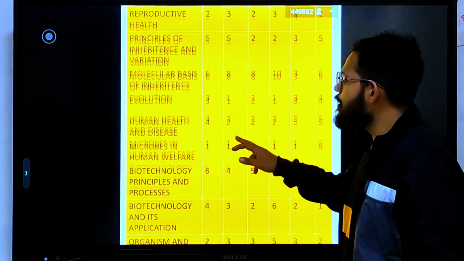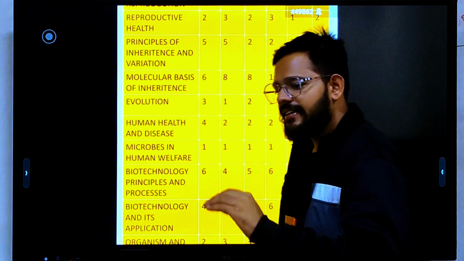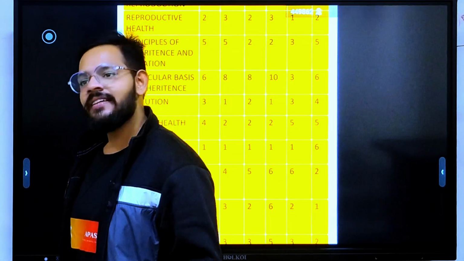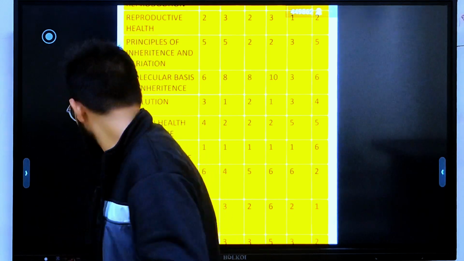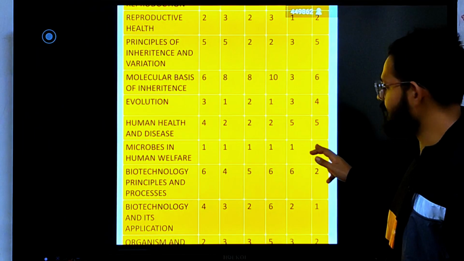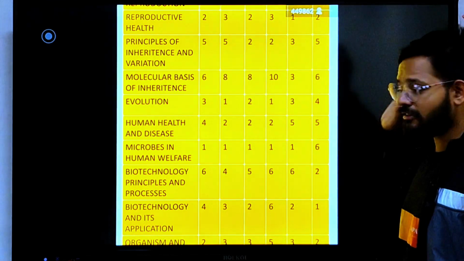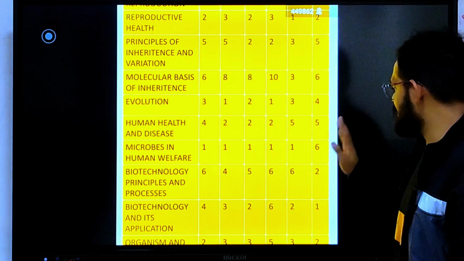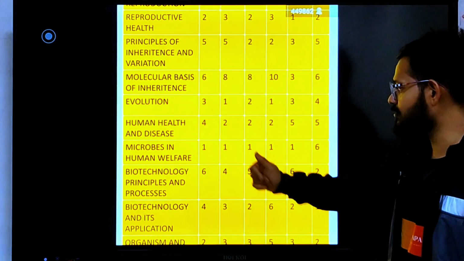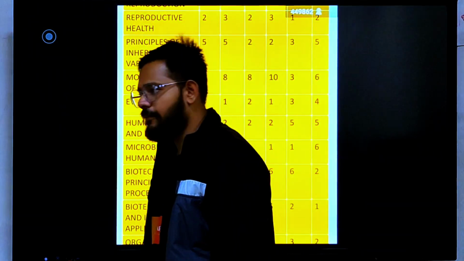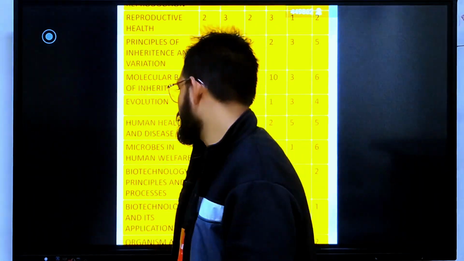Okay, next we have microbes in human welfare. There is no comparison of this chapter, only 1 question is coming, that is sufficient. Every year 1, you can see 1 1 1 1 1. In 2019, 6 questions came from this chapter. That is a very humongous number of questions coming from this chapter. So 1 1 1 1, these are the questions coming from this chapter. Maybe this year 2 questions will come in this chapter.